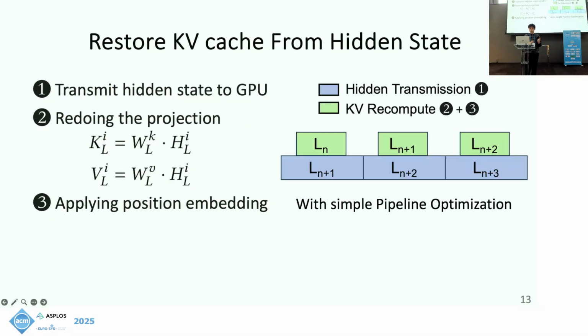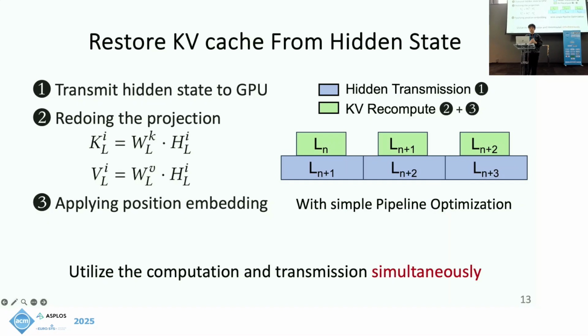Also, the restoration process can be finished in a simple pipeline. As shown on the right, step 1 of layer N can be done concurrently with step 2 and step 3 of layer N+1. So with this pipeline optimization, using HCache can utilize computation and transmission simultaneously. You can notice that the computation is the green box and the transmission is the blue box, and they can be done concurrently.